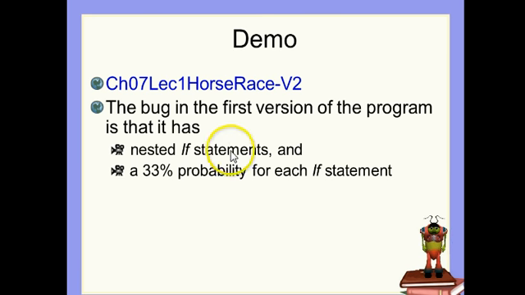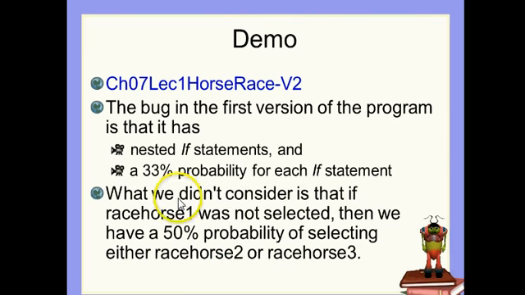What was wrong with the first one is that it had nested if statements, but a 33% probability for each if statement. Here's the problem with that. If racehorse number 1 was not selected, then what you really are choosing is between two horses. So you have a 50% probability of selecting either racehorse 2 or racehorse 3. So what I'm hoping you found is that when you ran version 2, which was the fixed version, each horse did have a third of a chance. If that doesn't make sense, now that you have those two codes, go back and look at the codes and try it again and maybe test it 20 times and see what's up with that. And that's it. Hope that made sense.